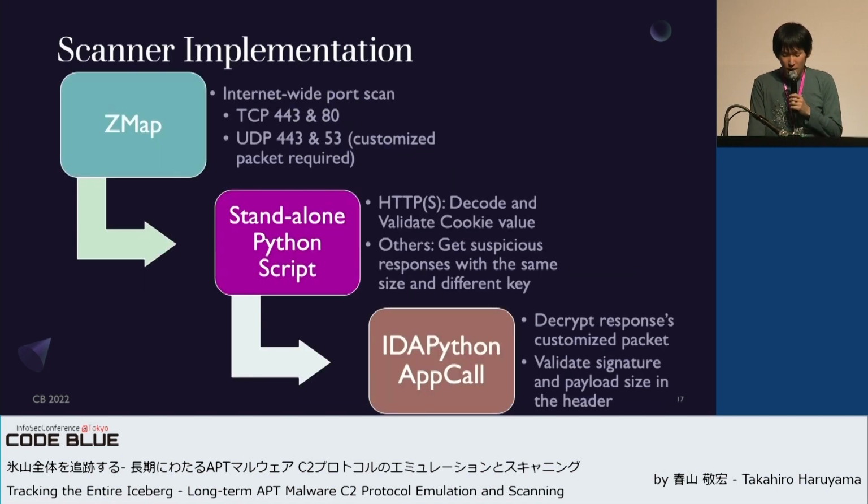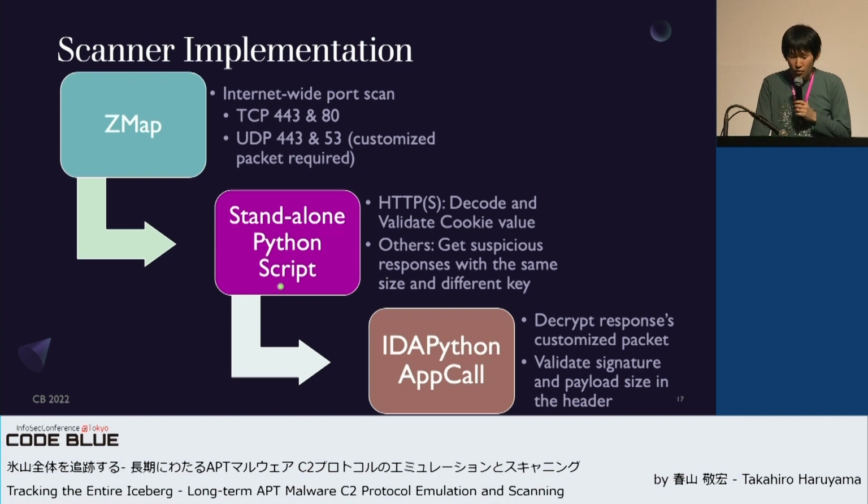For the WinNTI version 4 C2 scanning, I implemented 2 Python scripts. It's unrealistic to scan the full range of IPs on the internet with Python scripts. So I first use ZMap to generate input port scan data. Next, the standalone Python script handles 2 kinds of packets. In HTTP protocol, the script sends a GET request, then decodes and validates the cookie value of the response.